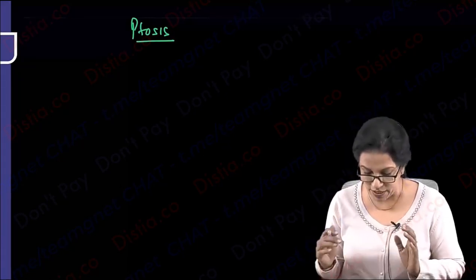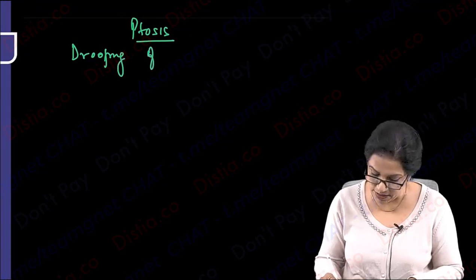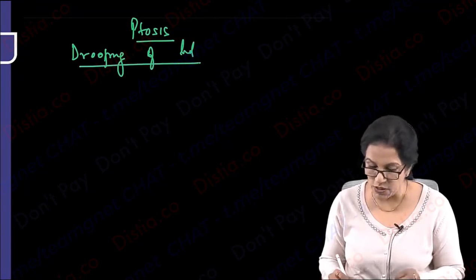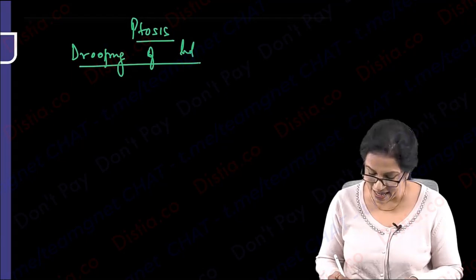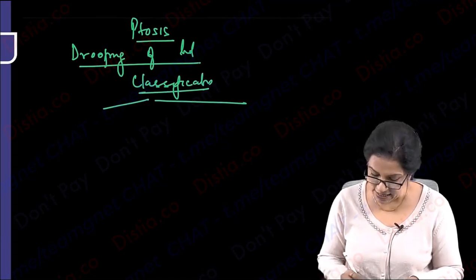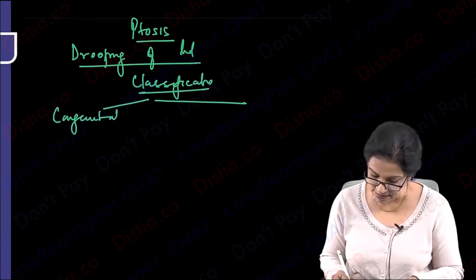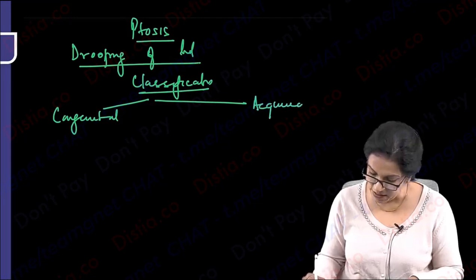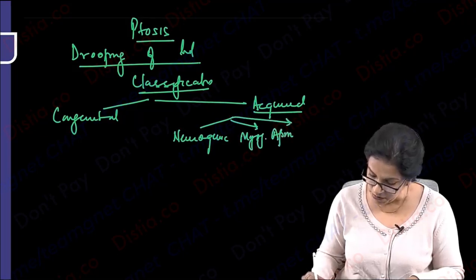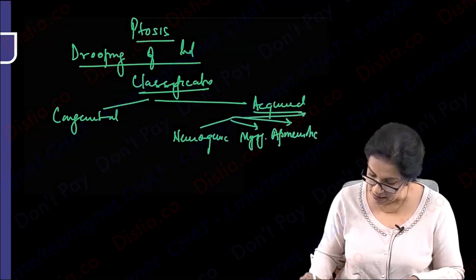Okay, so let's start writing. Drooping of the lid is ptosis. We are talking about the upper lid. Now this ptosis can be classified as, what is the way of classifying this? You can classify it as congenital or acquired. When you talk about acquired ptosis, it can be due to a nerve problem, neurogenic, a muscle problem, myogenic, then aponeurotic problem, or lastly mechanical.